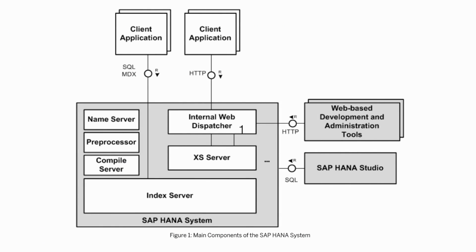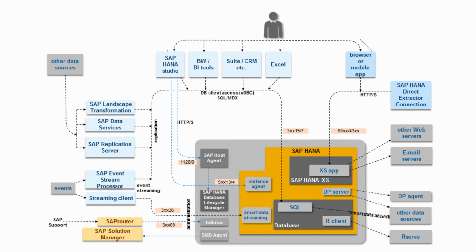Okay, now with this knowledge, you should be able to read more complex diagrams, like the one here, for example, from the SAP HANA Master Guide. This diagram shows client access, protocols, and ports. Below the user, we see on the left the clients that use ODBC, JDBC for SQL and MDX, HANA Studio, BW, and Business Objects, Business Intelligence tools, SAP Business Suite, Excel, and on the right we see HTTP access for web clients. Also included here on the left are components like SAP Event Streaming, SAP Replication Server, SAP Data Services, and even how SAP Support and SAP Solution Manager access the HANA system.